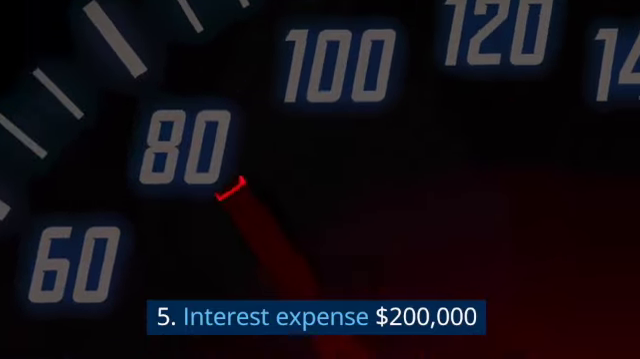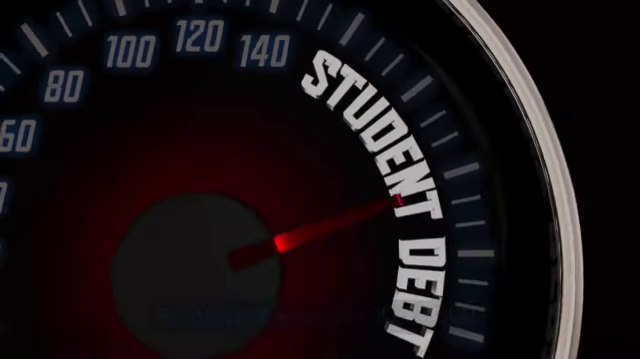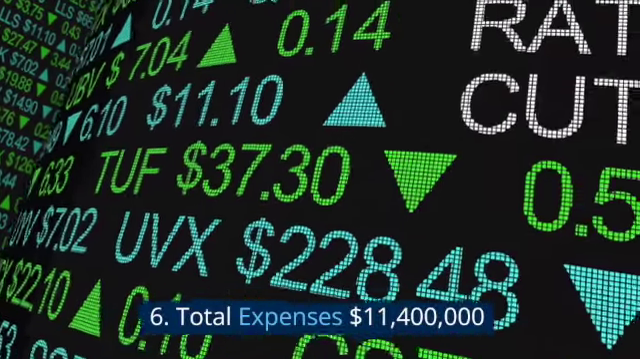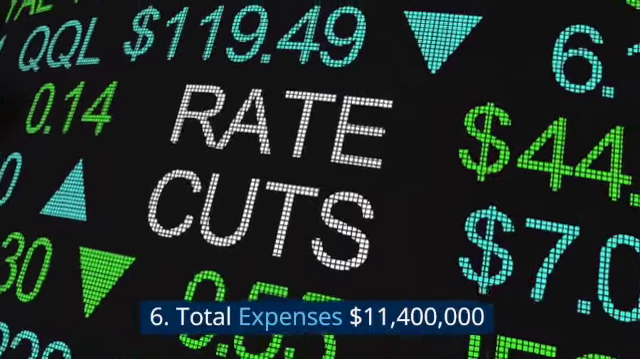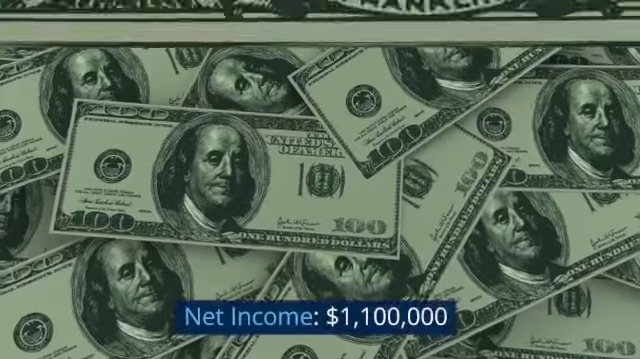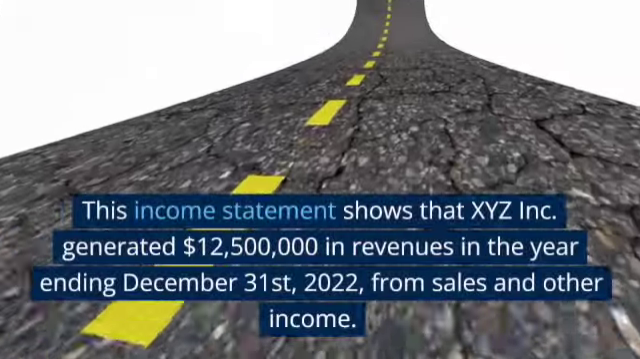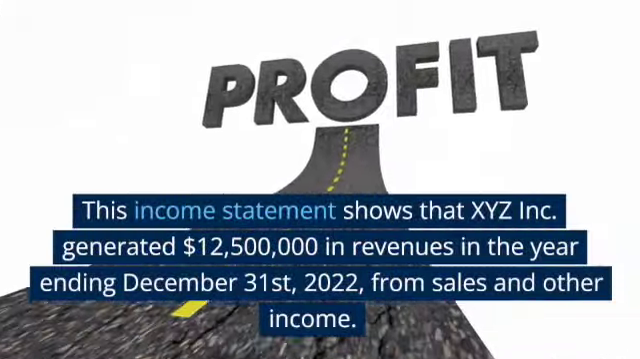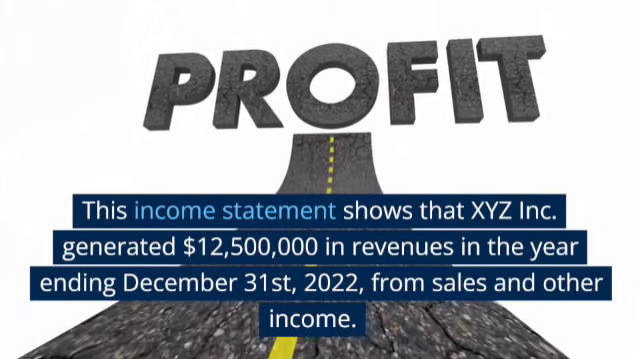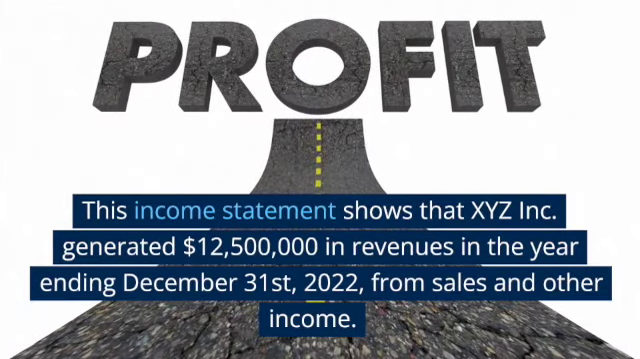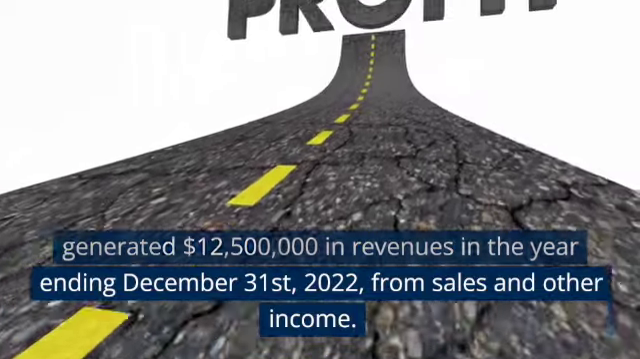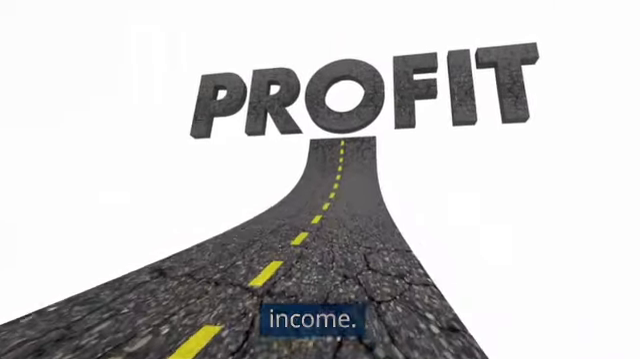4. Depreciation and amortization $500,000. 5. Interest expense $200,000. 6. Total expenses $11,400,000. Net income $1,100,000. This income statement shows that XYZ Inc. generated $12,500,000 in revenues in the year ending December 31, 2022, from sales and other income.